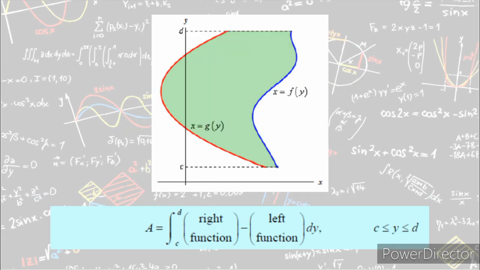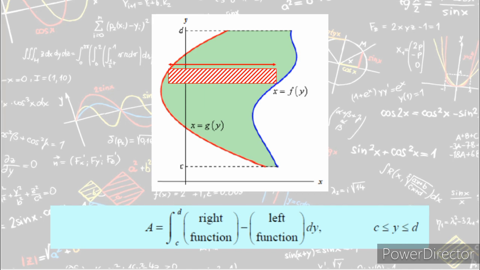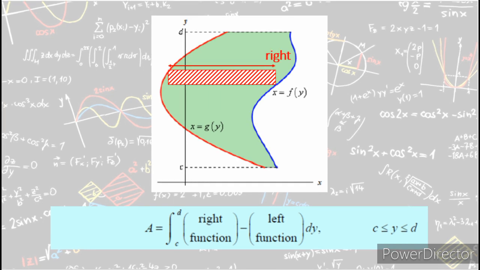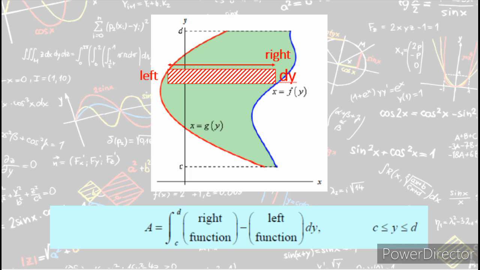So, kapag ganito naman yung itsura ng graph natin, we have x is equal to f of y and x equal to g of y. So our formula will be the integral of the right function minus the left function. Limits is from c to d. Same process with the graph kanina. So instead of a vertical strip, I will draw a horizontal strip to see the function at the right and the left, and then I put dy to remind me that all equations must be in terms of y.